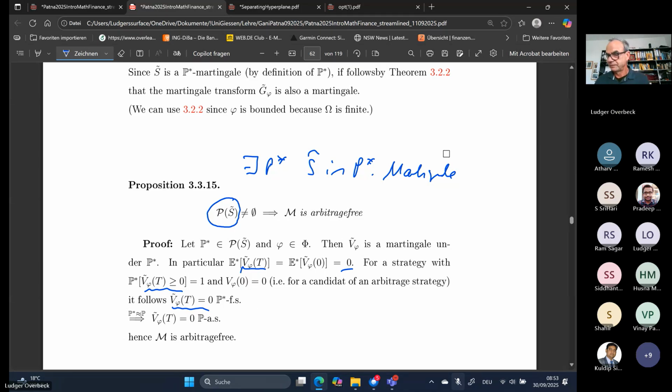Hello, sir. Sir, how can we see that such martingales appear in our financial market? Can you give some example where we realize such martingales really exist?